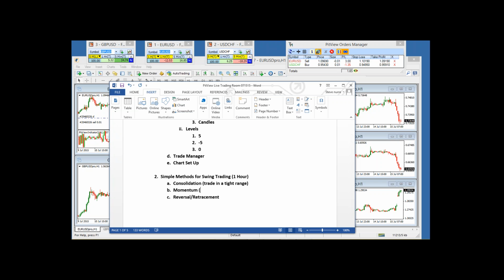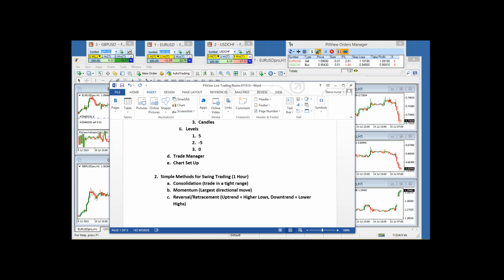Momentum is sometimes what they'll make and exert; generally, momentum is the largest move of the day. That's the largest directional move of the day. And reversal or retracement, in an uptrend, reversals and retracements are when things make their higher lows. And then in a downtrend, reversals and retracements are when things make their lower highs. And you should know that at this point.